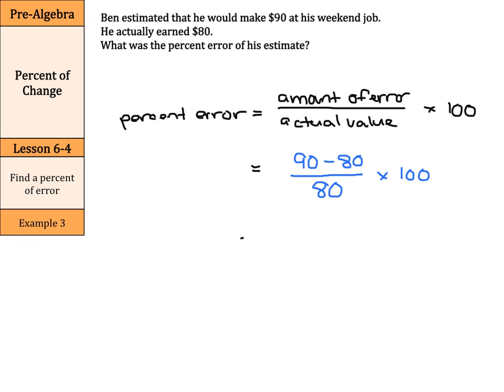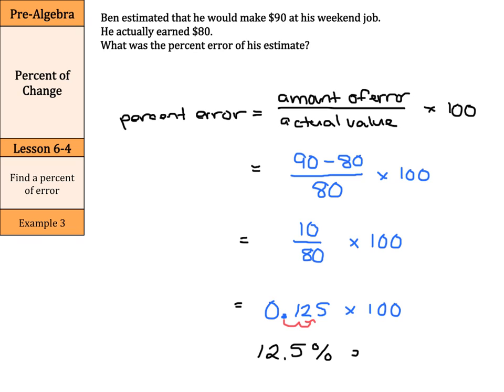So now, 90 minus 80 is 10, divided by 80, and multiplying by that 100. 10 divided by 80 is our decimal, 0.125 or 125 thousandths, times 100. And what that multiplying by 100 is basically going to do is get this decimal into a percent. And when I multiply by 100, I move that decimal twice to the right to get my final answer here of 12 5/10% error.